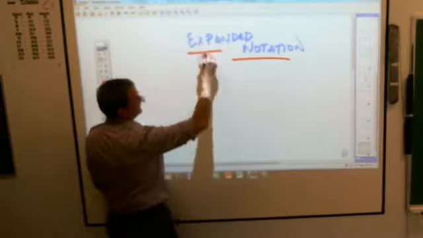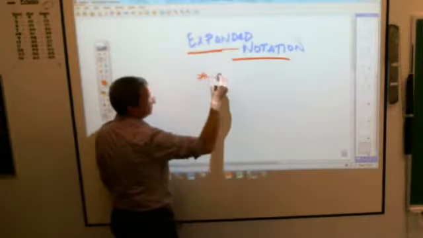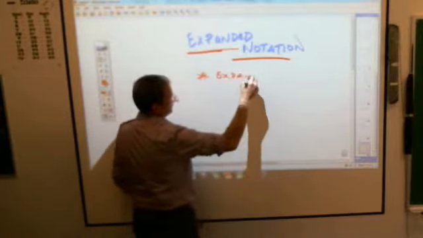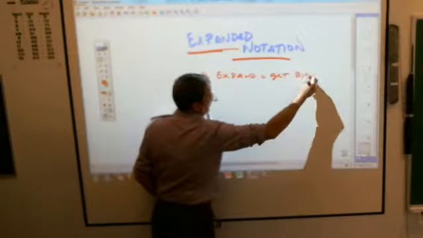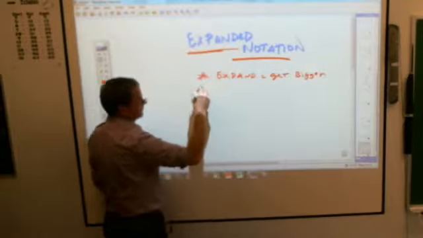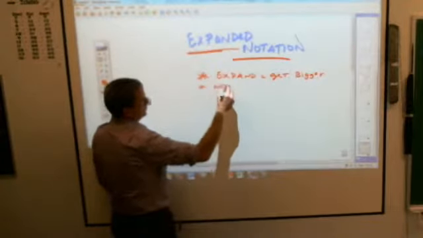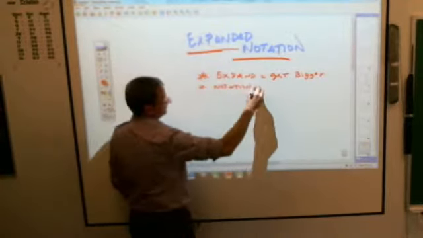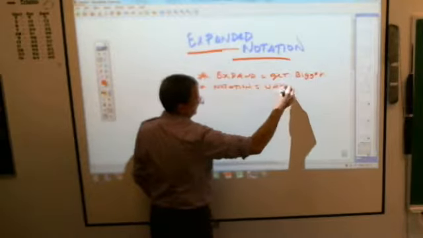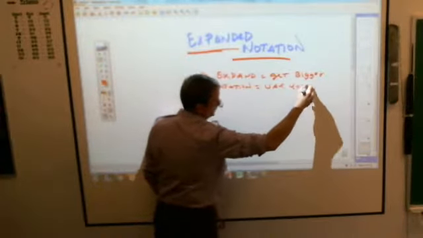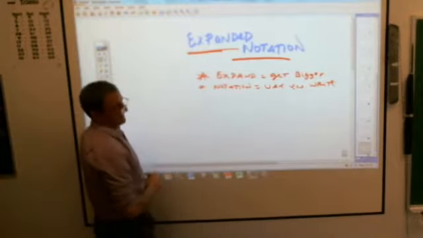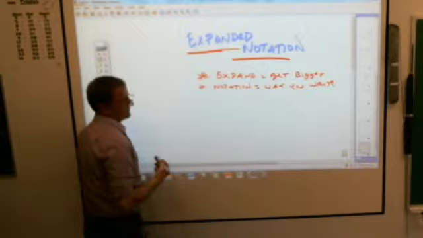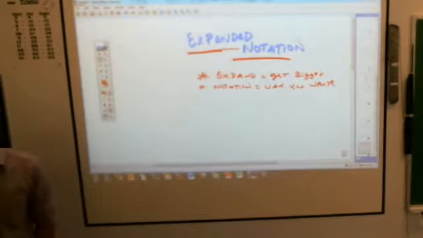The word expand means to get bigger. And notation is just the way you write something. So, unfortunately for you, expanded notation means you write something in a bigger form. And it's something you'll do a little bit of, but it does help you a little bit. For example, here's an example from the book.